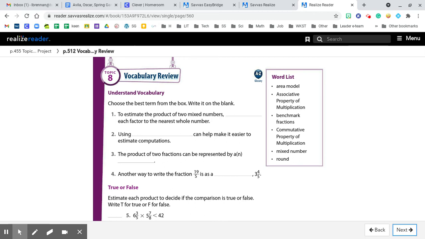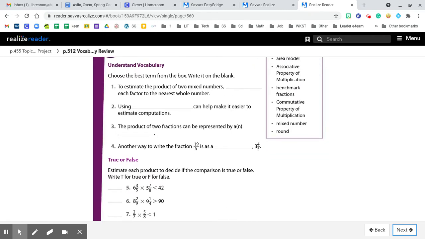Okay, now we're going to review vocabulary for topic 8. Choose the best term from the box, write it on the blank. To estimate the product of two mixed numbers, blank each factor to the nearest whole number. And we are going to round each factor.